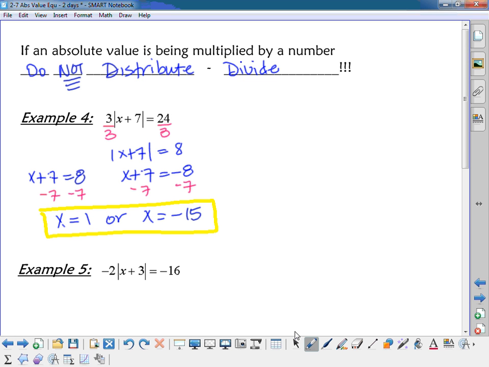I'm going to have you guys go ahead and try example 5 on your whiteboards. What are we going to be dividing by? Negative 2. And a negative divided by a negative is positive. So keep that in mind. All right, go ahead and do that one.